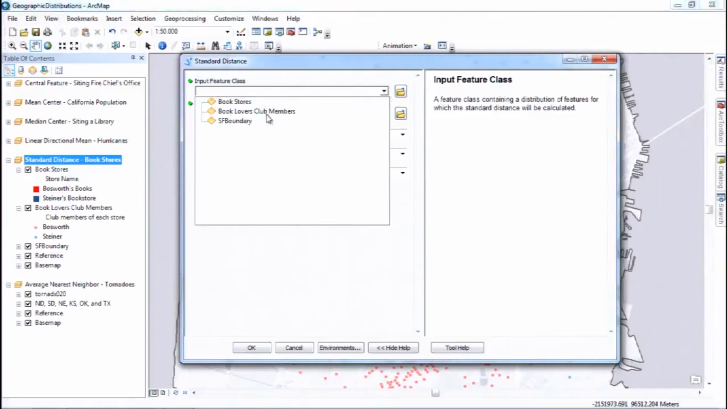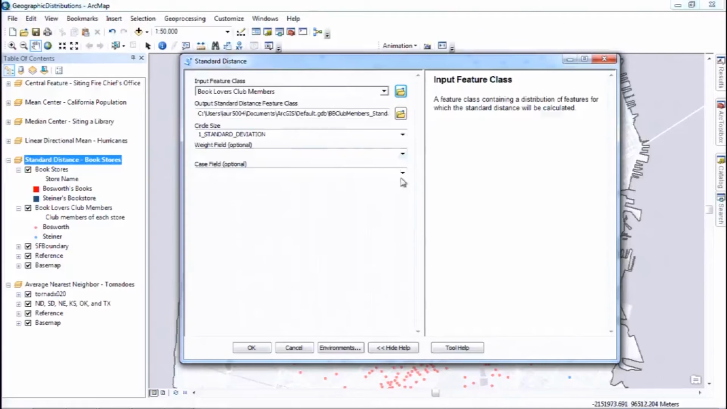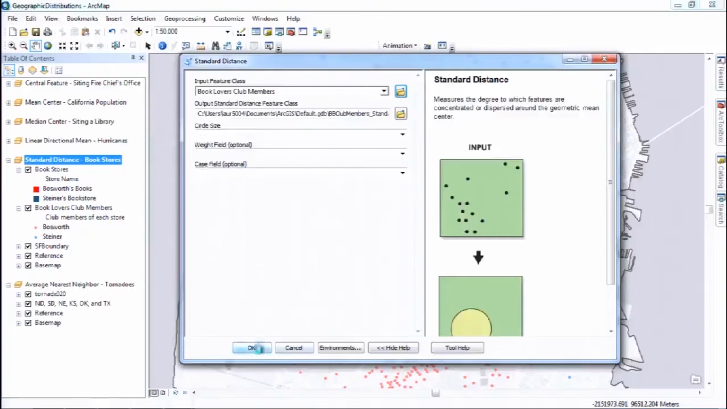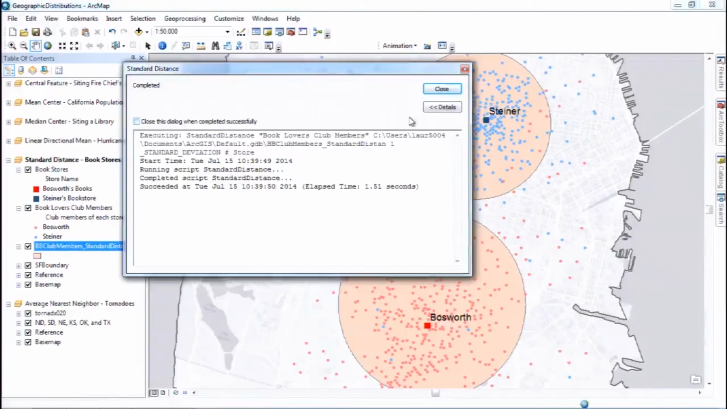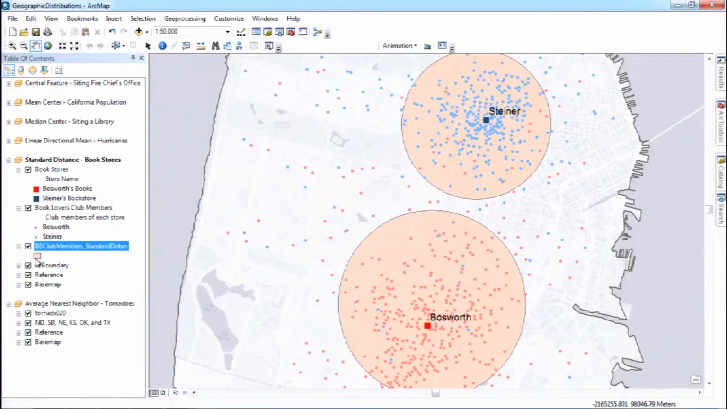Again, you'll see we're going to use that case field, which comes in quite a bit. We're going to use the store, and we'll run it, and it's going to create 2 of these standard distance polygons. We immediately see that the Steiner bookstore has a pretty significantly smaller distribution than the Bosworth bookstore, and we get a picture for those. Interestingly, they don't overlap at all.